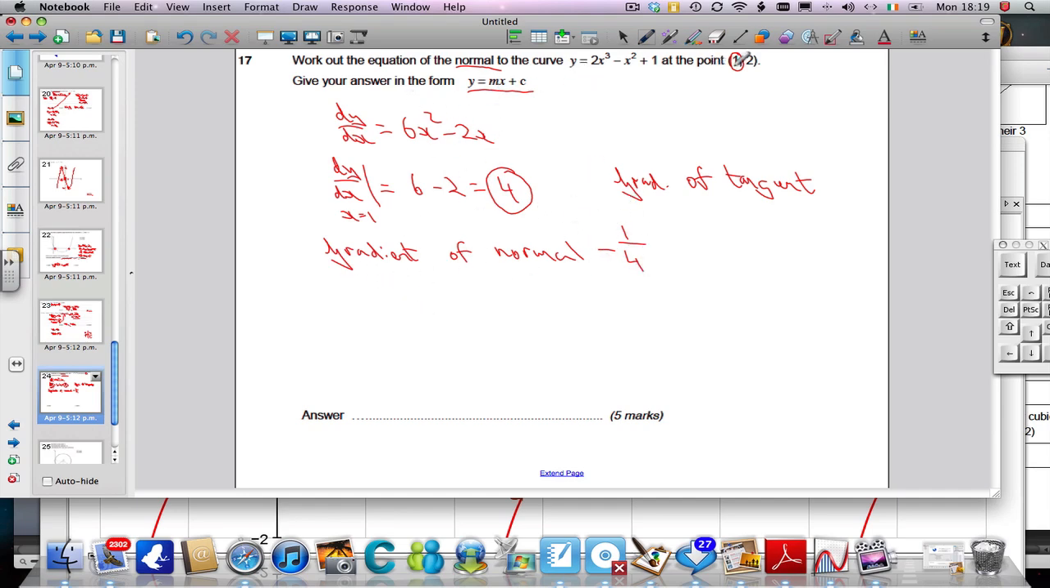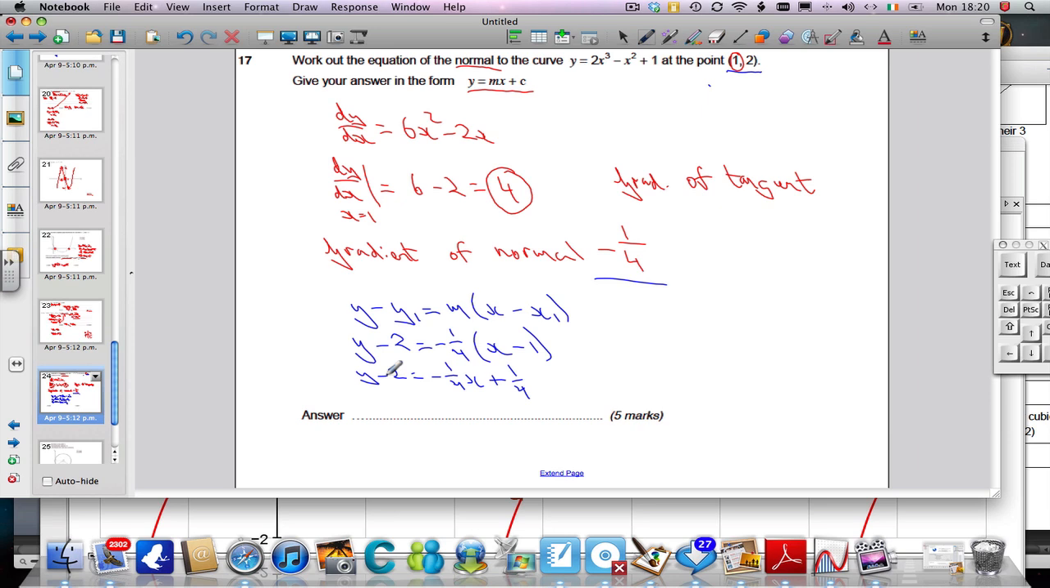So that's the gradient, and I have a point. We have a point, we have the gradient, so I'm going to use the formula y minus y1 equals m times x minus x1. Substituting in, y minus 2 equals negative 4, or sorry, negative a quarter times x minus 1. Tidying up, we get y minus 2 equals minus 1 quarter x plus 1 quarter.